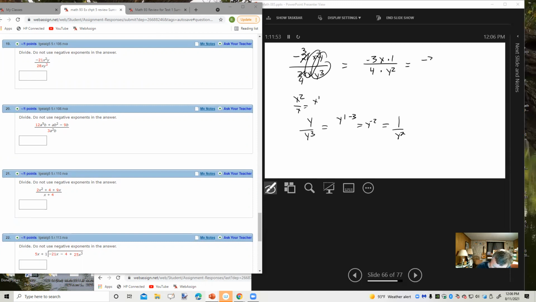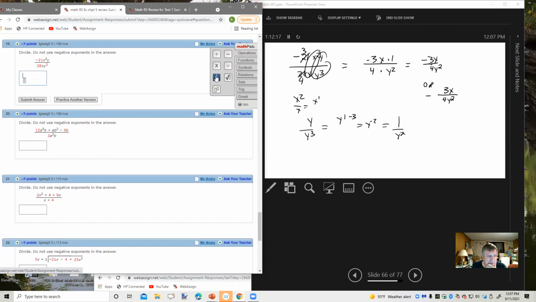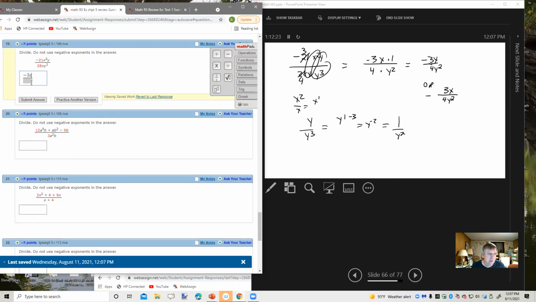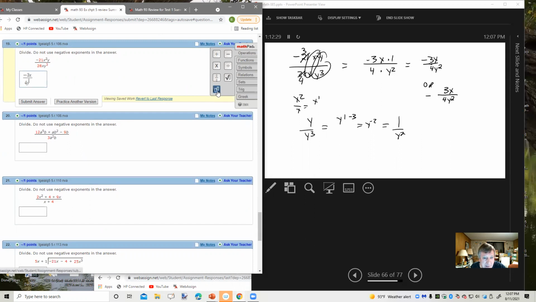So what have I got? I've got negative 3x over 4y squared. And I can apply the negative sign in the numerator, or I could put it out in front like that. Okay? Go ahead and put it in the numerator. So we've got a fraction, negative 3x over 4y squared. Okay.